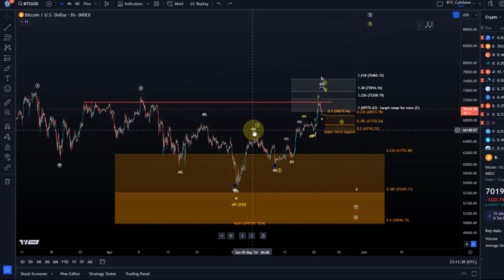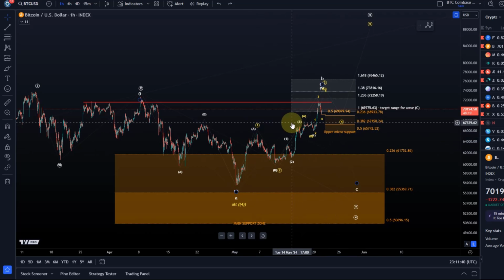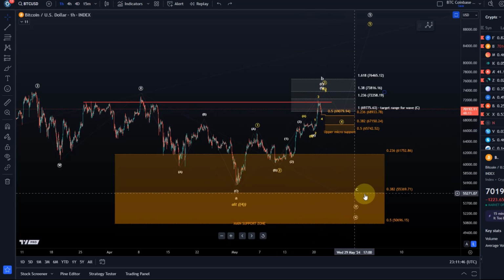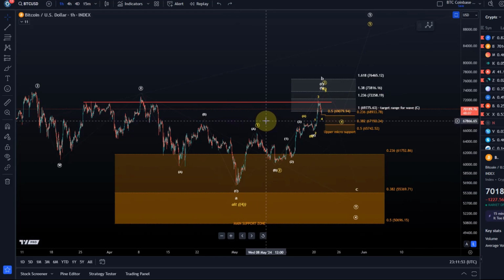So that's not what I'm looking for primarily at the moment. That might change if we break support. In that case, if we come down again, we might target roughly 55.4K. But again, as long as we're holding support, the focus can be on higher prices.